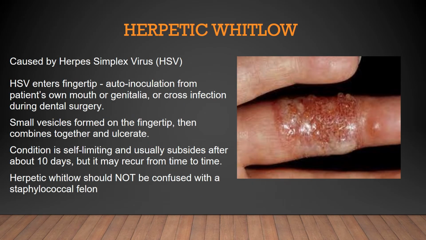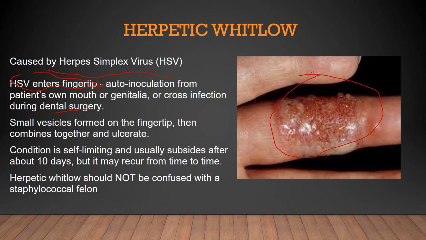So that's about felon. Now coming to herpetic whitlow. Herpetic whitlow is basically caused by herpes simplex virus, where the herpes simplex virus will enter the fingertip. As you can see in this diagram here, this is how it enters the fingertip, and it comes through auto-inoculation from the patient's own mouth or genitalia, or cross-infection during dental surgery. Small vesicles will then be formed on the fingertip, as you can see here, and they then combine together and ulcerate.